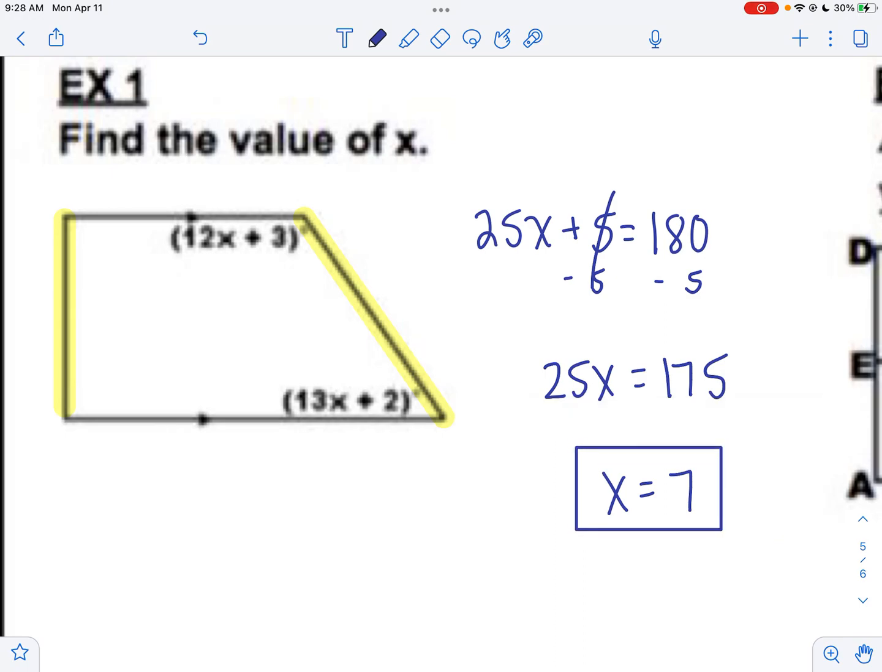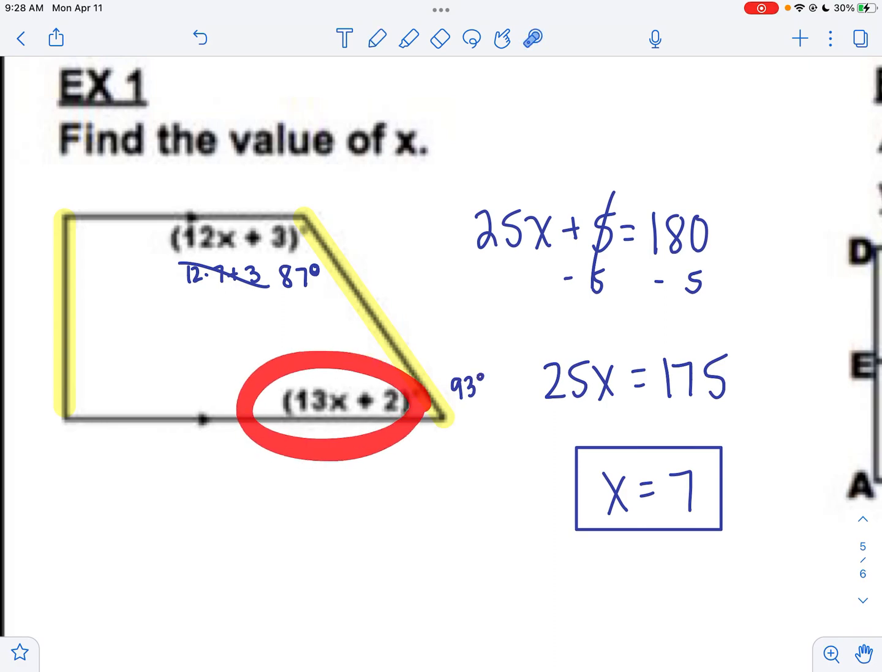Okay, now we didn't have to, but let's just say that it wanted us to plug it back in. If we plug in 7 over here, 12 times 7 plus 3 would be 87. And if we ask ourselves what plus 87 would give us 180, that'd have to be 93. So we're going to check this.